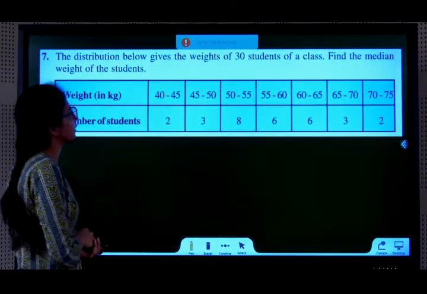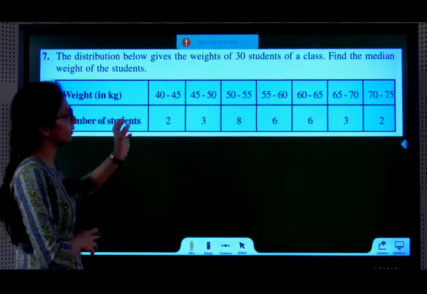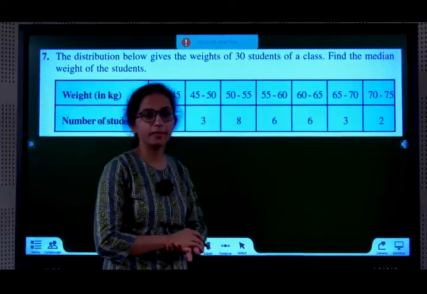Question 7. The distribution below gives the weights of 30 students of a class. Find the median weight of the students. So easy, direct question, median. Draw the table, draw cumulative frequency. We'll see if it matches.